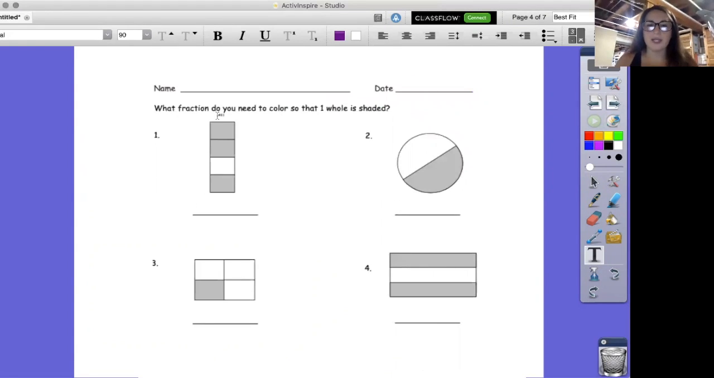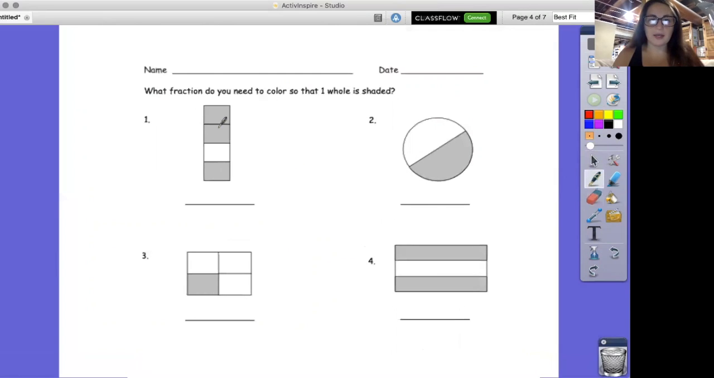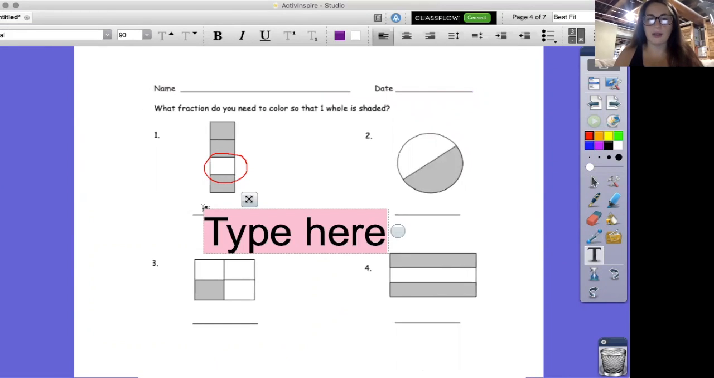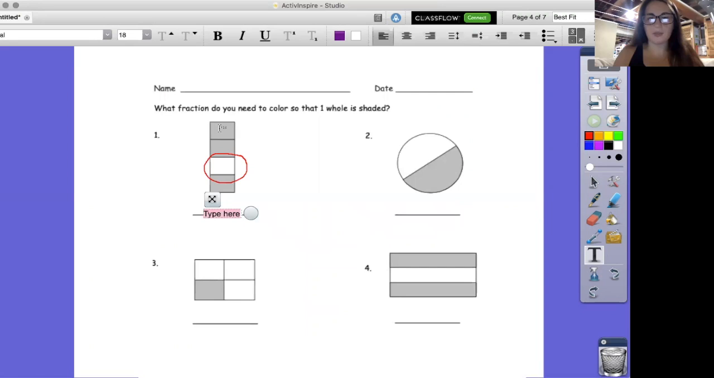So my first question says, what fraction do you need to color so that one whole is shaded? So let's see. I need to color this one right here. So what fraction would I need to color to show that one whole was shaded? What do we think? Let's see how many parts a rectangle is broken into. 1, 2, 3, 4. And I'm missing one part, so I would need to say 1/4 needs to be shaded to get one whole.